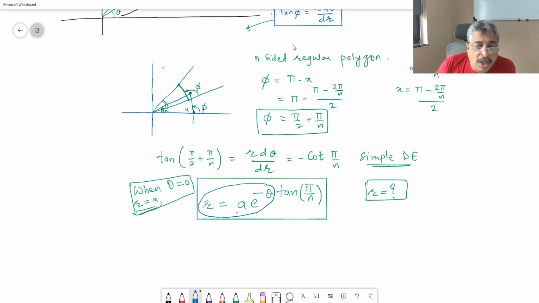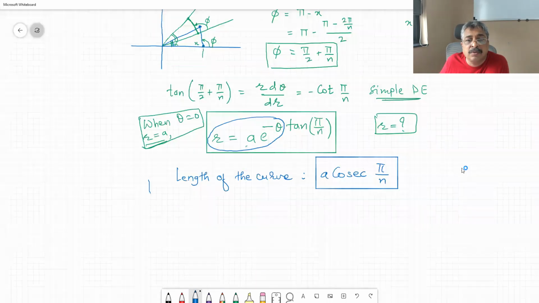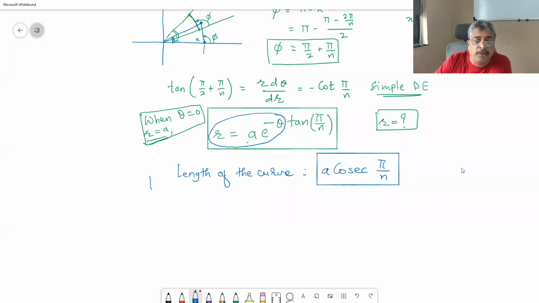Now if you solve for the length of the curve between 0 to infinity, you should end up getting eventually the answer as a cosec pi by n. So if n was 4, cosec pi by 4 was root 2, and therefore the answer was 4. So let us just tabulate whatever we have found out. These are the two general formulae.